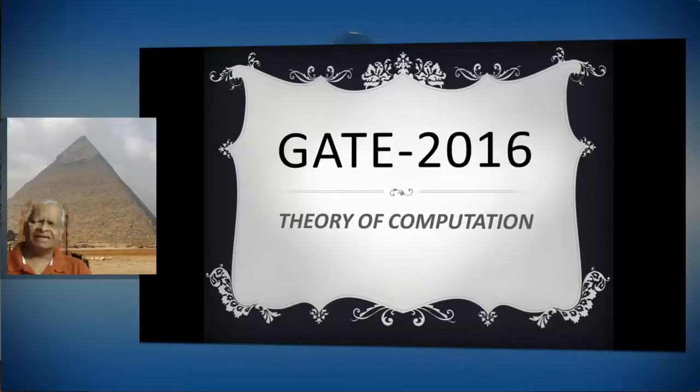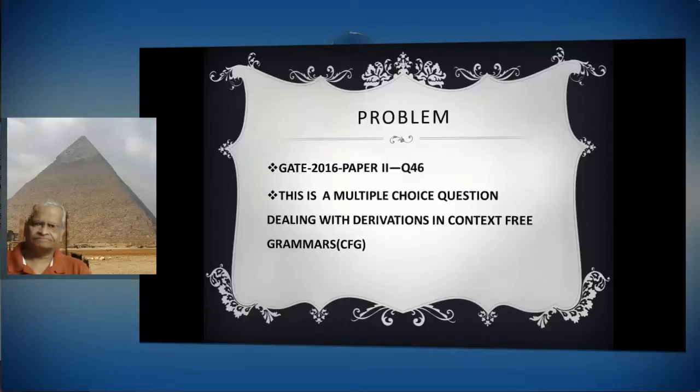GATE is a competitive examination taken by about 1 million students every year in India. It is for entry into higher level education institutions and for jobs in the Government of India. There is a February 2016 paper. It's a question on the theory of computation. Here is the problem, GATE 2016, paper 2, question 46. The question is a multiple choice question dealing with derivations in context-free grammars, CFG.